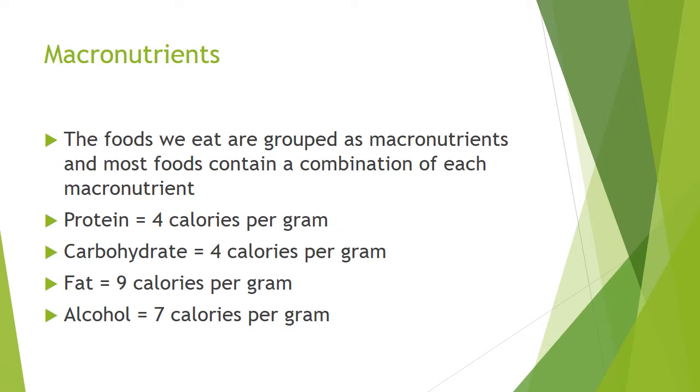Protein contains 4 calories per gram, carbohydrate also contains 4 calories per gram, fat contains 9 calories per gram, and alcohol, which isn't really a macronutrient, but also gives us 7 calories per gram. That's an important one to remember.